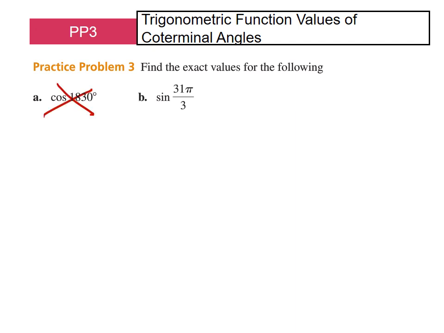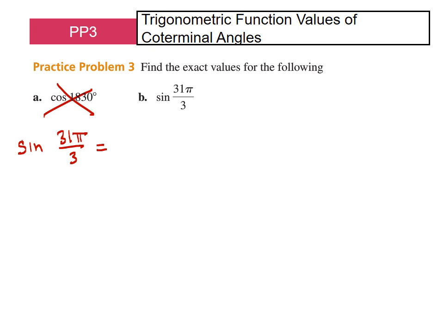Okay, let's erase this one. We didn't do that one. All right, I'm going to go just a little bit faster here since we've seen these here. So sine of 31 pi over 3. The question now becomes is how can I simplify that, or what simplifies here?